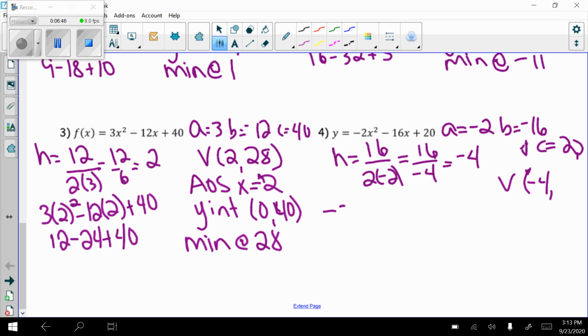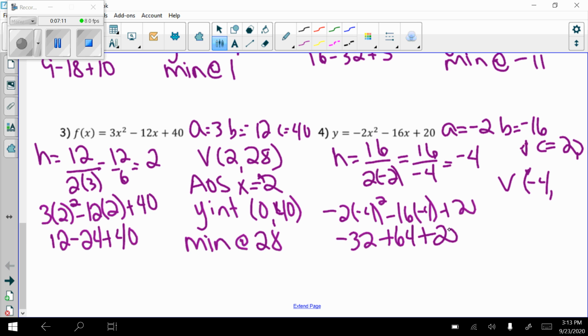Plug negative 4 in, so negative 2 times negative 4 squared minus 16 times negative 4 plus 20. So negative 4 squared is 16. 16 times negative 2, negative 32. Negative 16 times negative 4 is positive 64 plus 20. So 64 plus 20 gets me 84 minus 32 gets me 52. So my vertex is negative 4, 52.